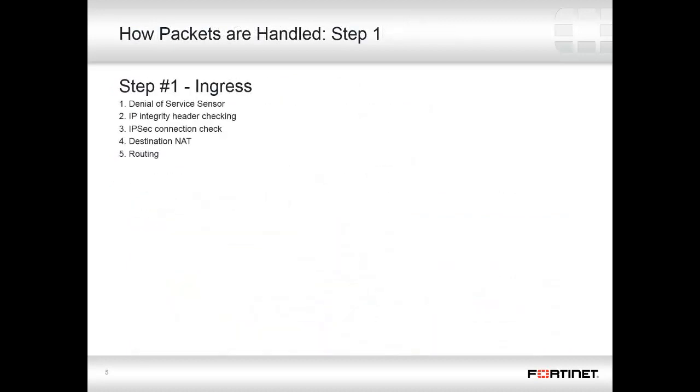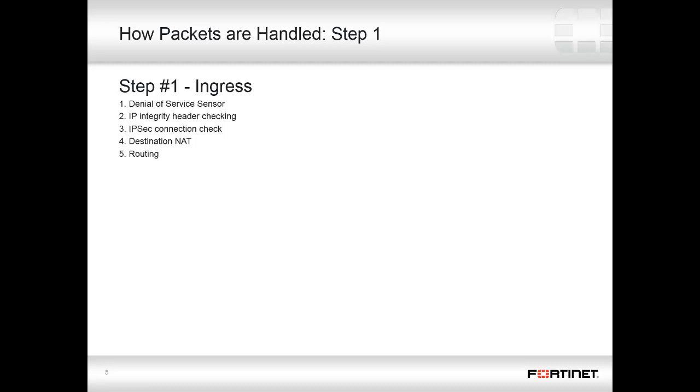Now that we've covered some of the basics, let's talk a bit about what actually happens to a packet as it passes through a FortiGate. We will not be going into detail on each step. The first thing that happens is the packet connects to an ingress or incoming port. At that point, several checks kick in the following order.